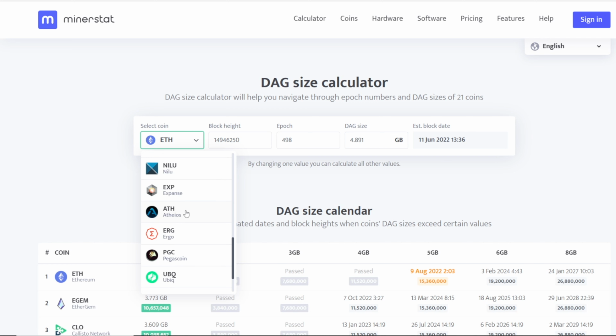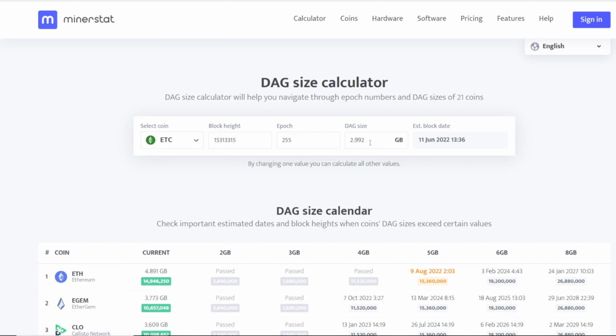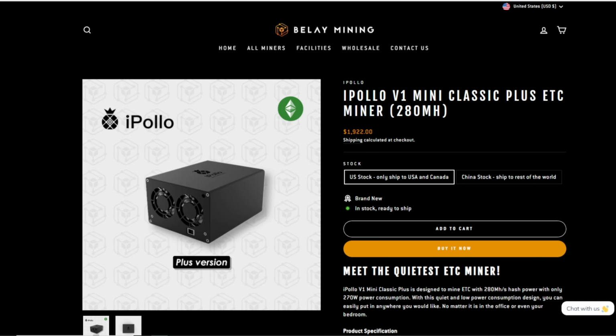So if we go back now to, let's say, Ethereum Classic, you can see here the current DAG size is 2.992. So if we were to put in 3.8 gigabytes here on Ethereum Classic, theoretically we would then be able to mine on these iPollo Minis up until December 11th, around there, of 2024. So that's a good, I would say, 2.5 years away.